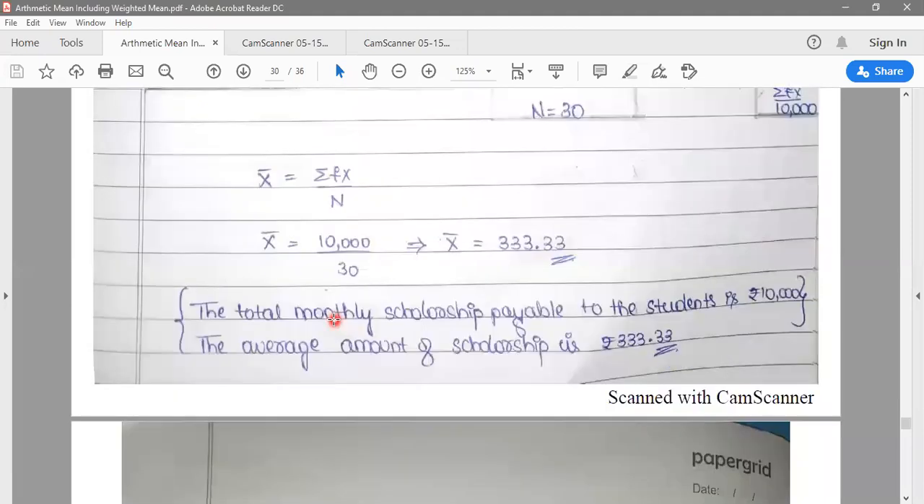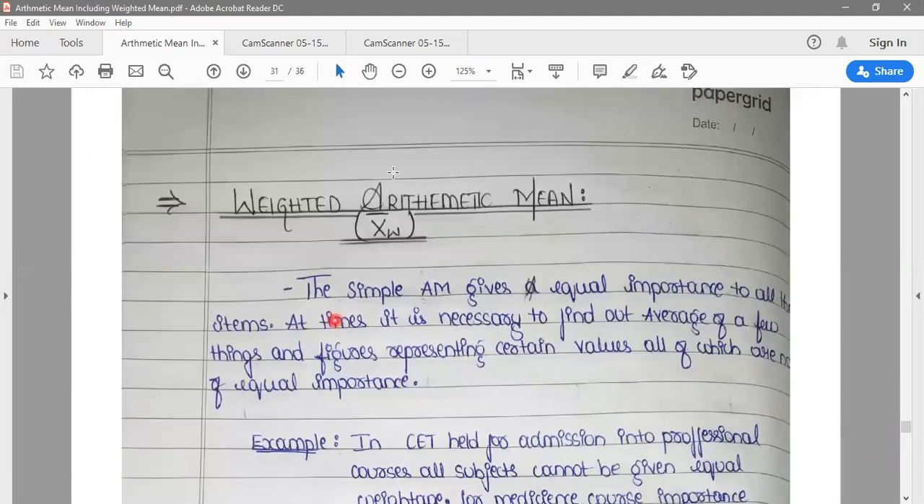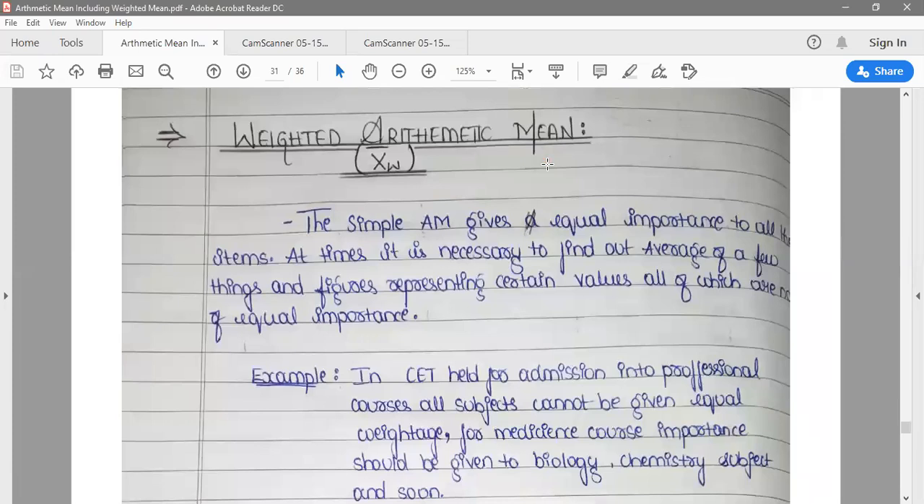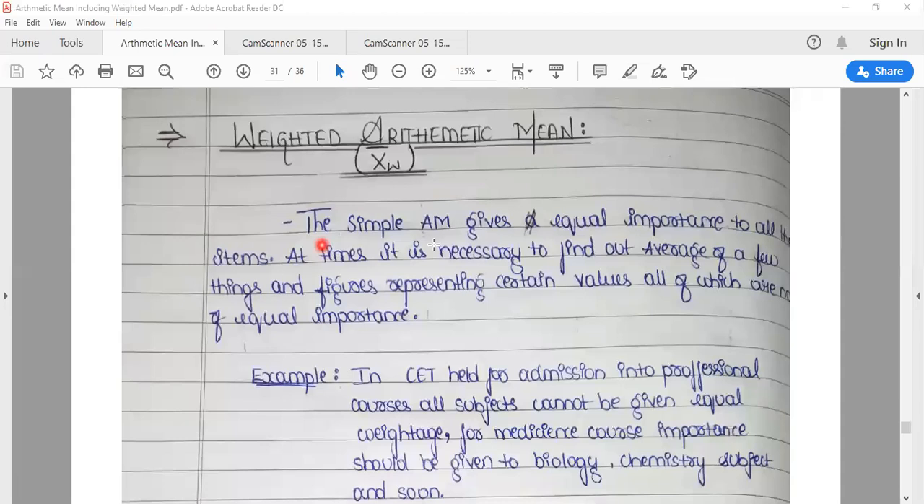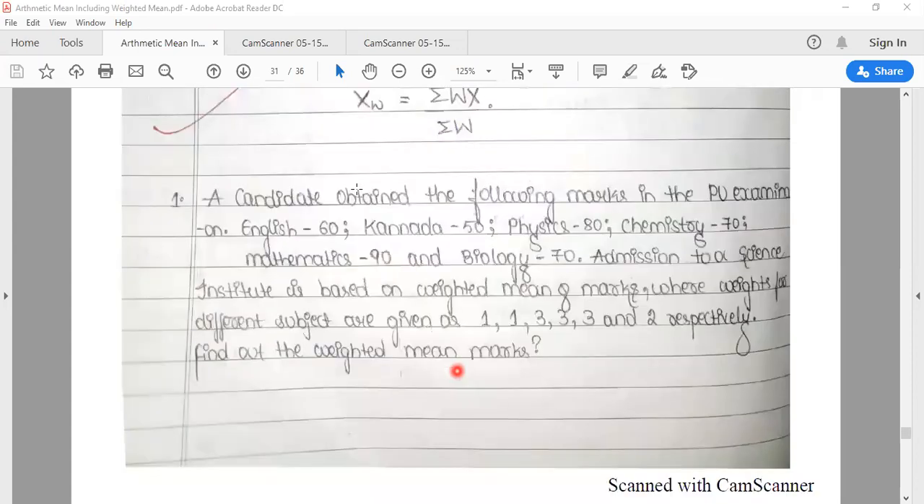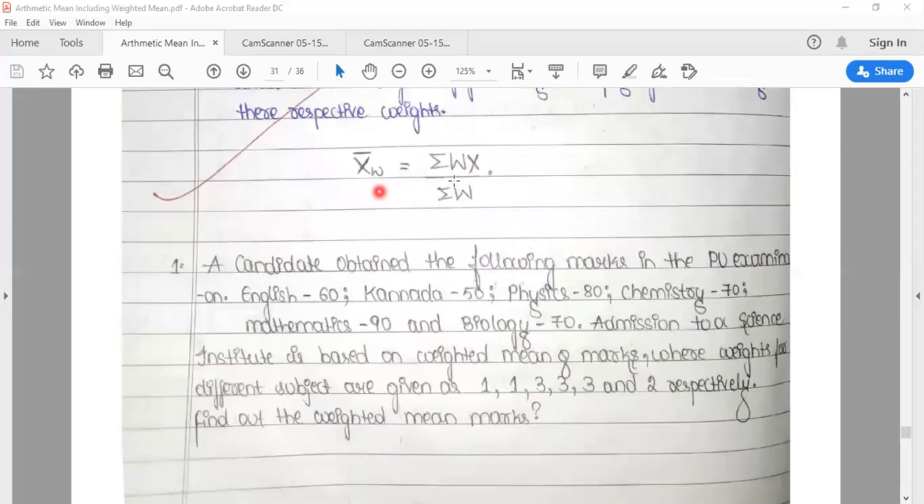Okay, now let us go to the last concept, that is weighted arithmetic mean. So this is the last concept in arithmetic mean. Now, simple arithmetic mean gives importance to everything equally. Here we are assigning weights and calculating the values. So we already saw the formula, x bar w is equal to sigma wx by sigma w.